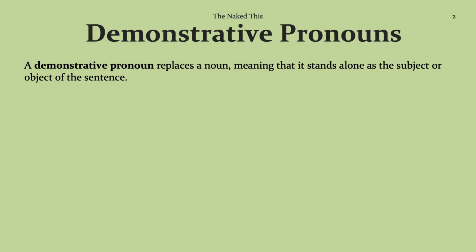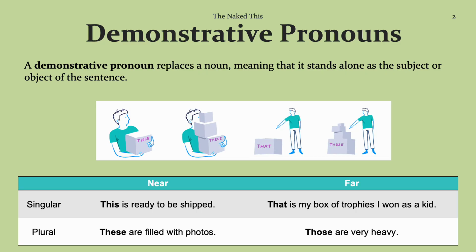By definition, a demonstrative pronoun replaces a noun, meaning that it stands alone as the subject or object of the sentence. When deciding which pronoun is more appropriate, dimensions of location and number become important. In this example, there is a person referencing different boxes. When pointing to near boxes, this and these are used. This is ready to be shipped, these are filled with photos.